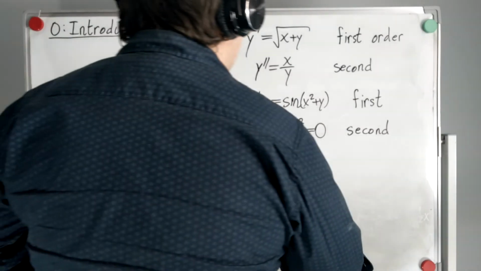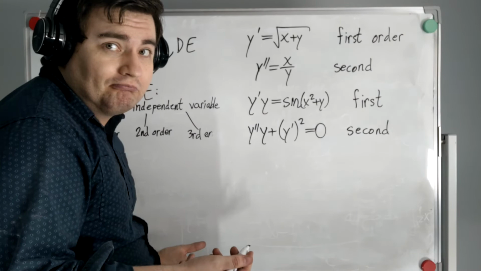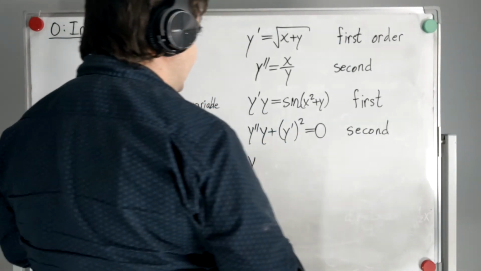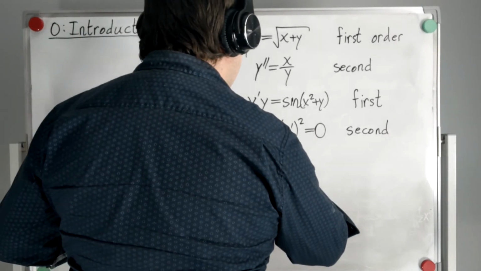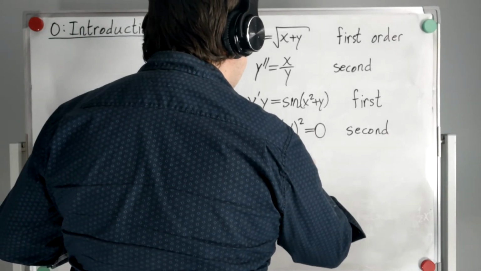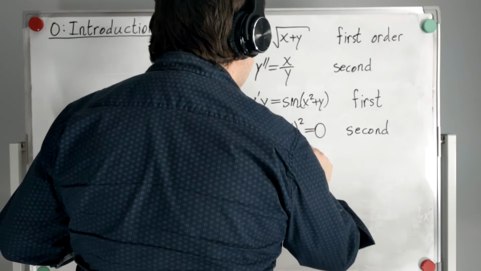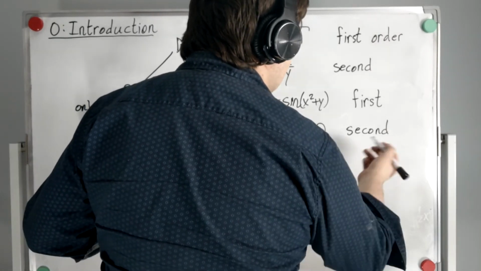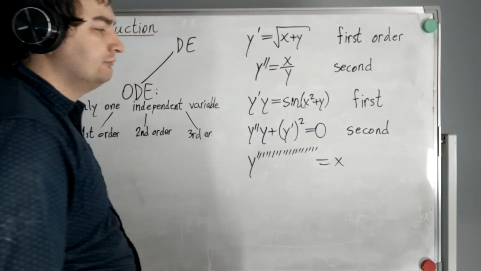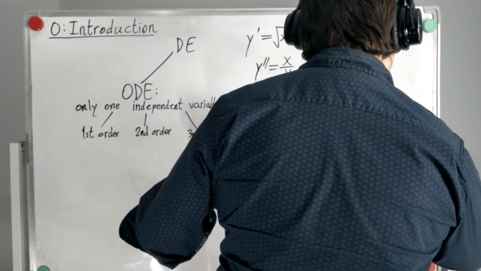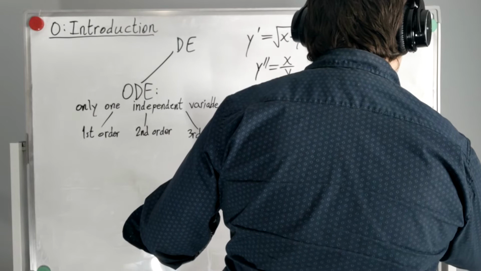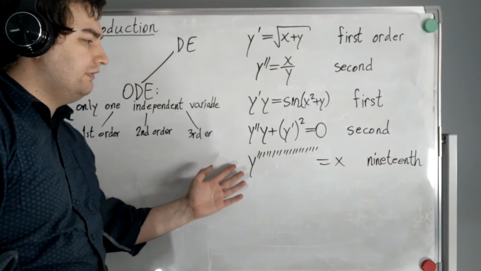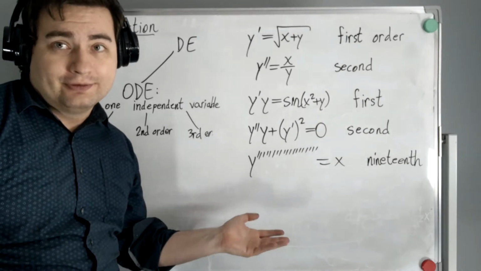And you could have something like a 19th order equation. That's fine. That would look like maybe y with 19 prime marks equals, I don't know, anything, x. So this is a 19th order equation. Why? Because the highest derivative that you're taking is the 19th derivative.